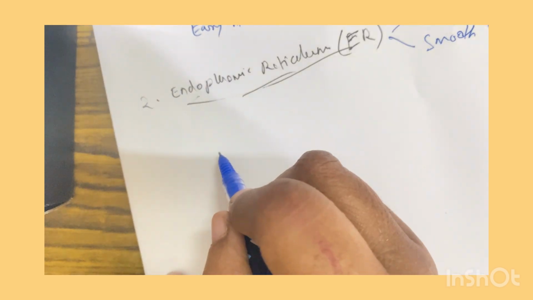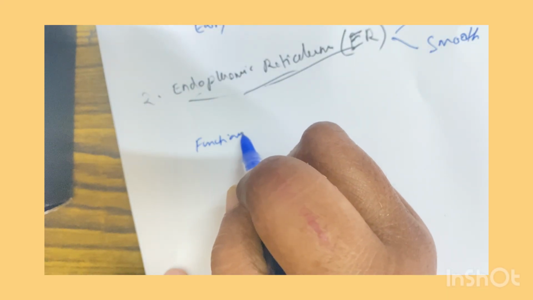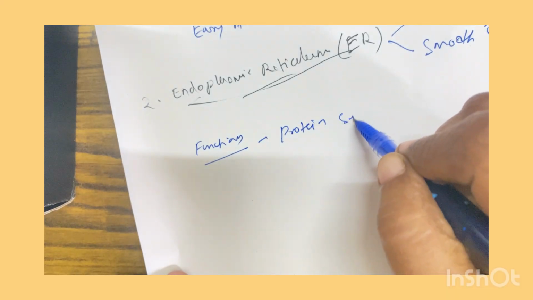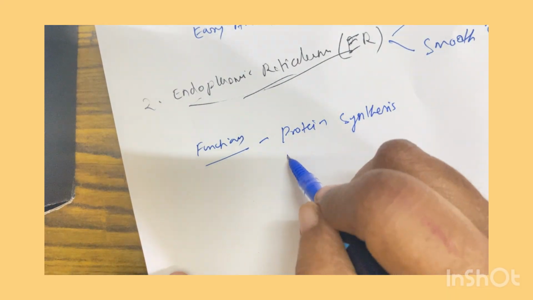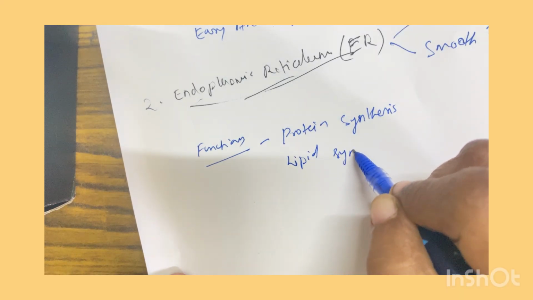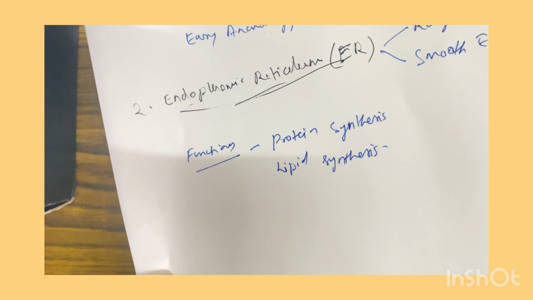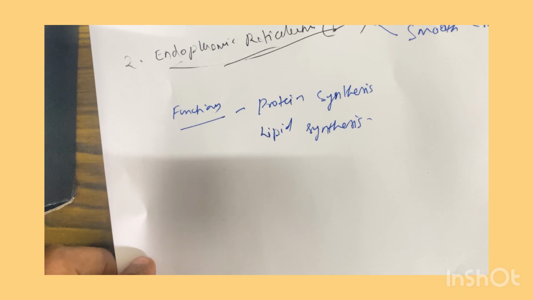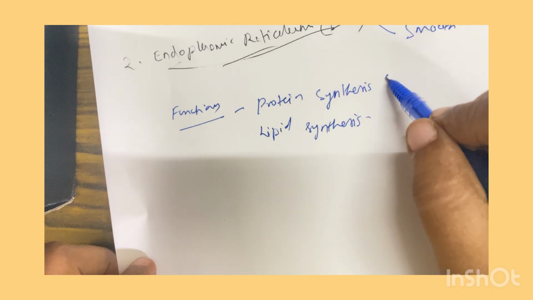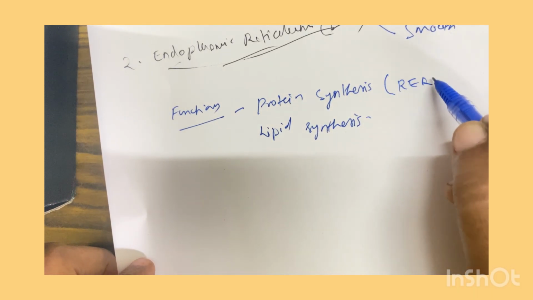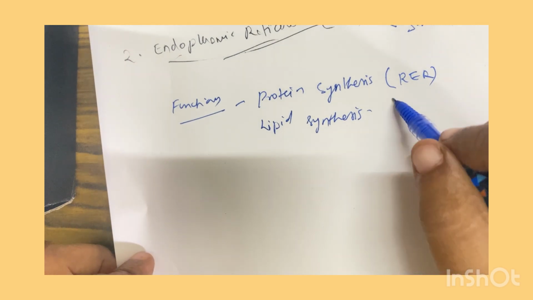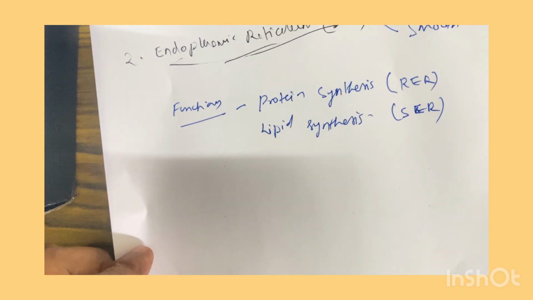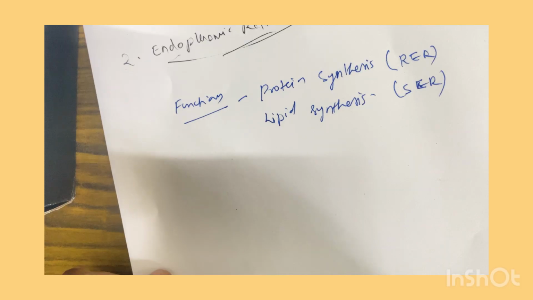Now when we talk about the functions of the endoplasmic reticulum, it has two basic major functions. One is protein synthesis and the other is lipid synthesis. So synthesis of protein and synthesis of lipid is done by our endoplasmic reticulum. Protein synthesis, always remember, is done by the rough endoplasmic reticulum, RER, and lipid synthesis is done by the smooth endoplasmic reticulum, SER. I hope it's clear now.